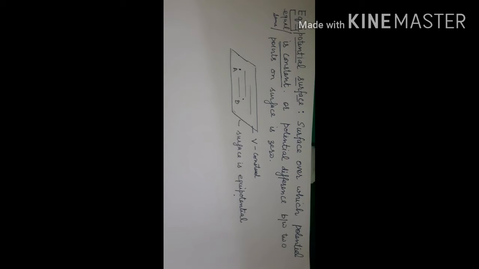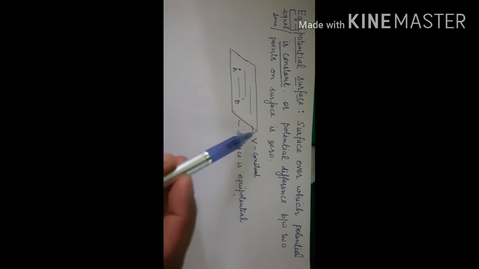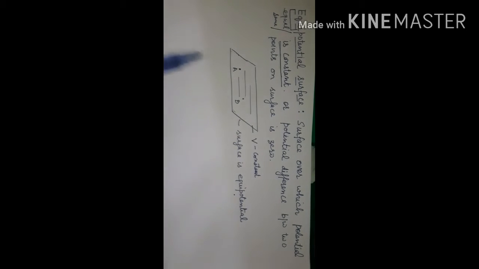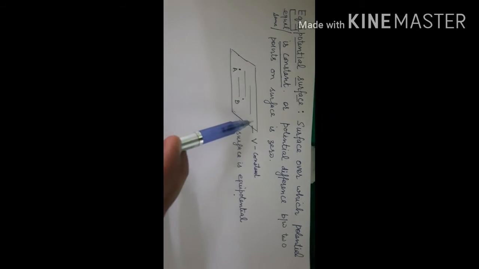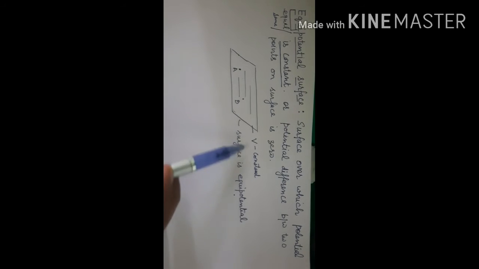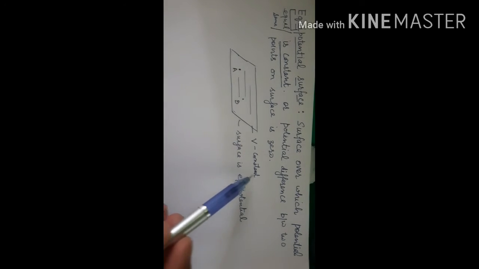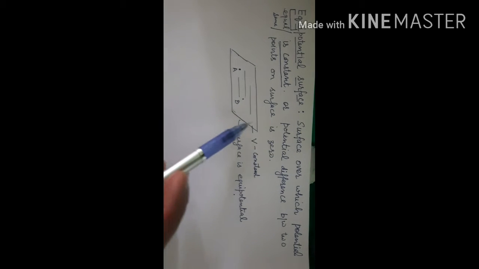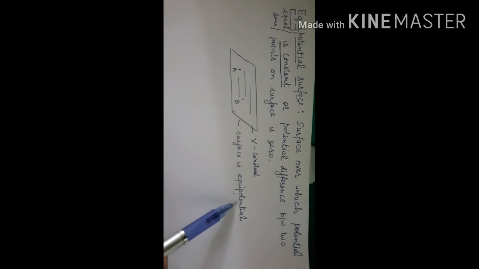0. Let us see, this is a surface over which the potential is constant. Here, at each and every point on this surface, the potential is the same or constant. Then this surface is said to be an equipotential surface.